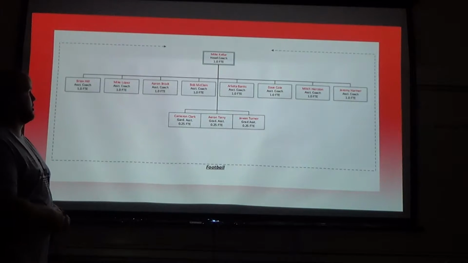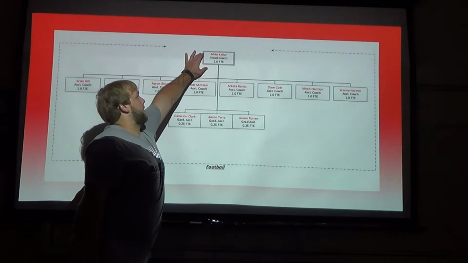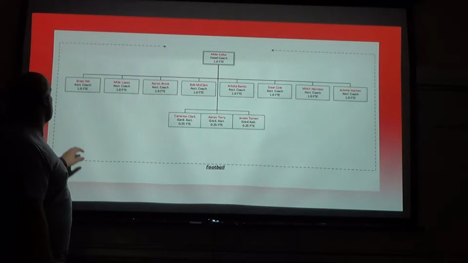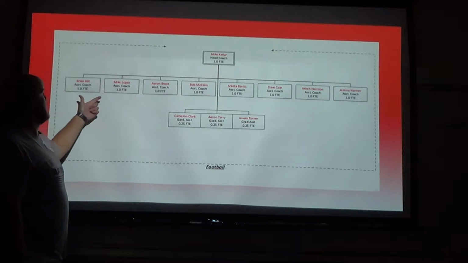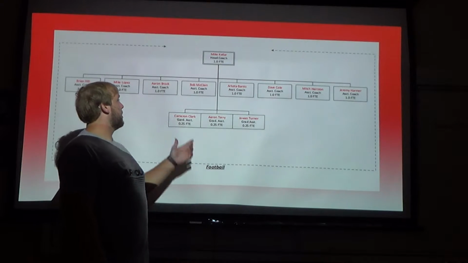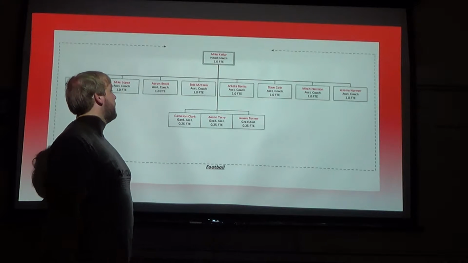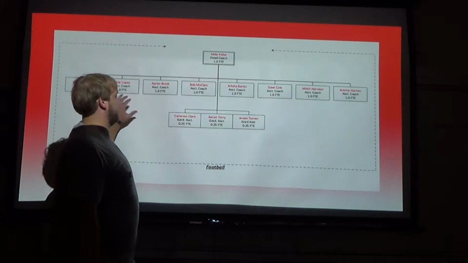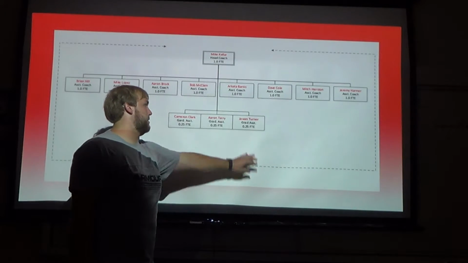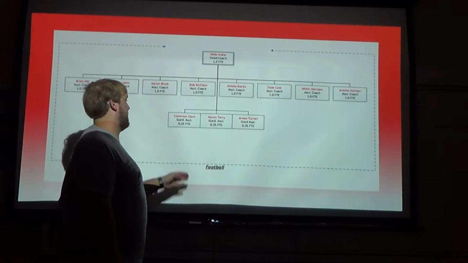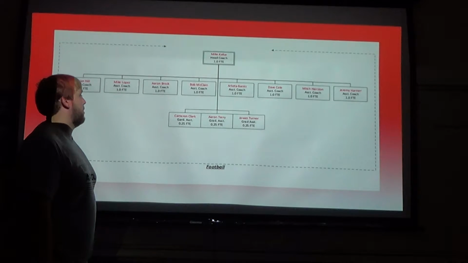And this is our attached chart. So we'll have Mike Keller right here, who's the head coach again. And then we have all the assistants: Coach Hill, Coach Lopez, Coach Brock, Coach McClain, Coach Banks, Coach Cole, Coach Harrison, and Coach Harmer. And then under the assistant coaches, you have the three graduate assistants, Aaron Terry, Jawan Turner, and myself, Cameron Clark. And we are all graduate assistants.